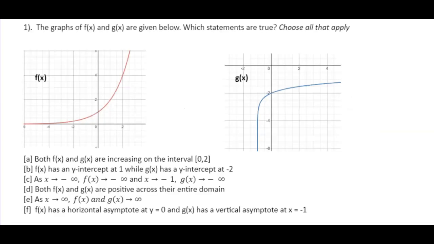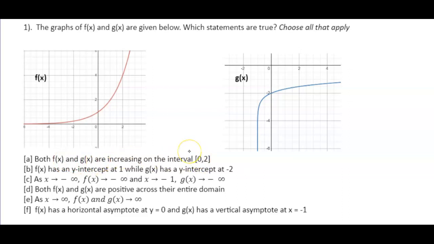So let's get started. Alright, in this question you're given two different functions, f of x and g of x, and we are basically comparing them. We want to choose which of these statements are true. We do want to choose all that apply. So let's take a look. First choice, both f of x and g of x are increasing on the interval 0 to 2.